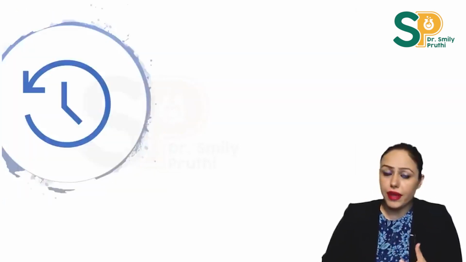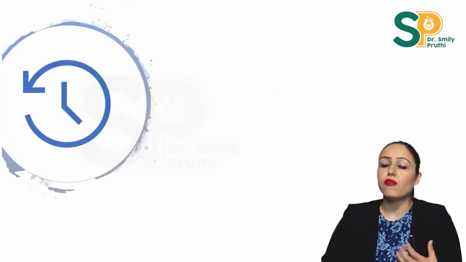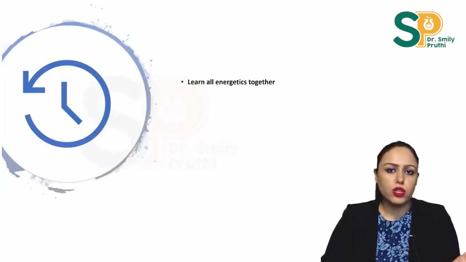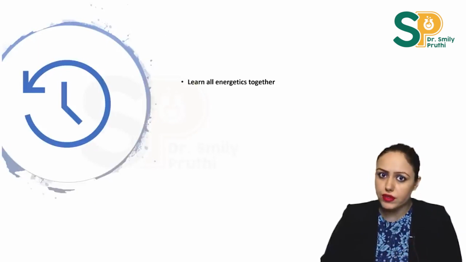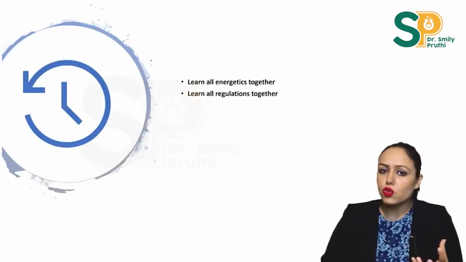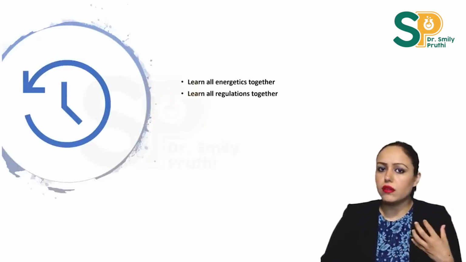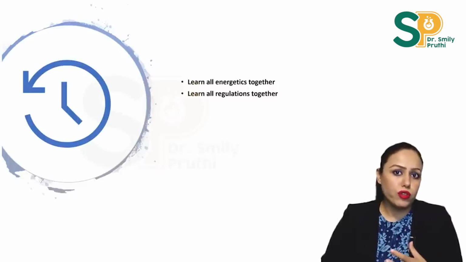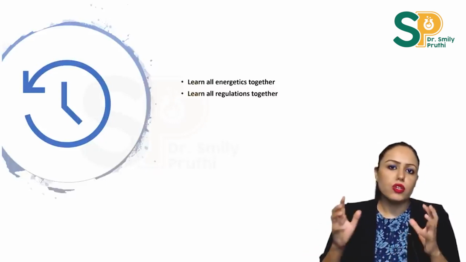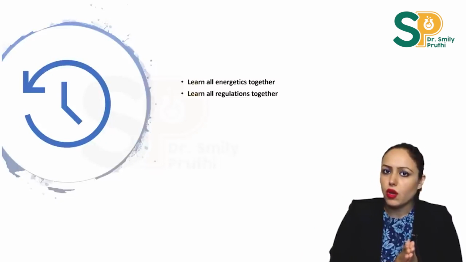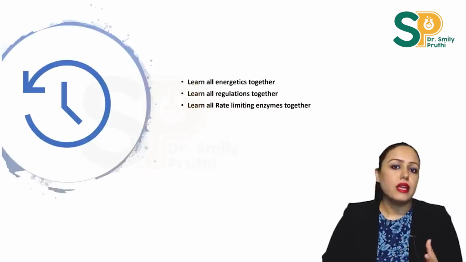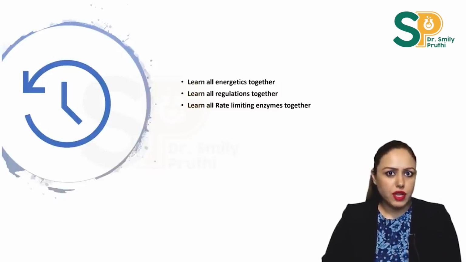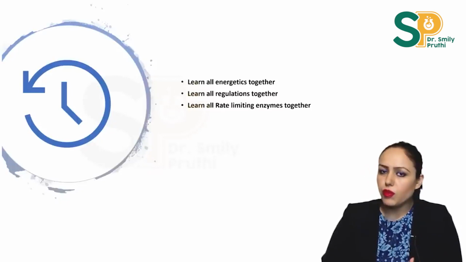Then energetics in biochemistry. Pathways have energetics. You have to do all the energetics together at one place, right? So that it is very easy for you to revise. Then learn all the regulations together. The insulin glucagon relation and the allosteric and covalent modifications, all these regulations, you should make your notes together in short, so that it is very easy for you to revise. Then you can write all the rate limiting enzymes together on one page and keep revising.